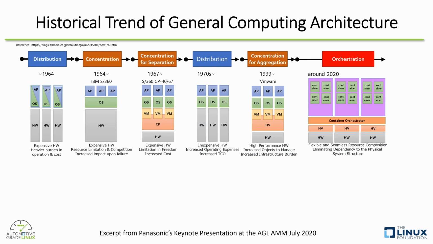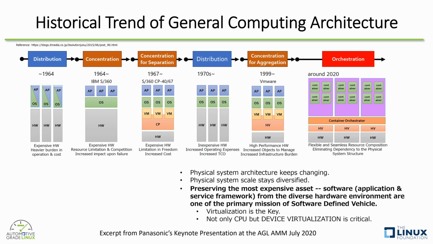So this slide shows a general historical trend of computer architecture. When you look at the architecture here, you can see that the physical architectures keep changing, and the physical system styles are also diversified even within the same architecture. However, there's always one thing that never changed. That is the importance of the software.